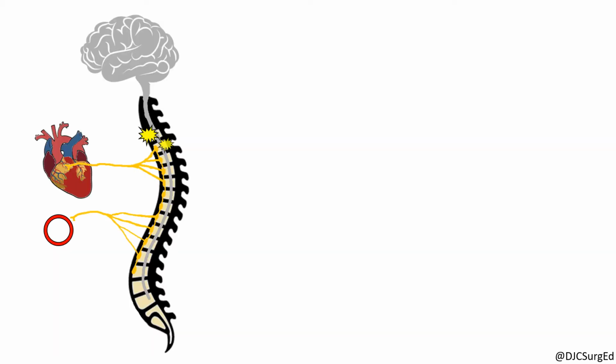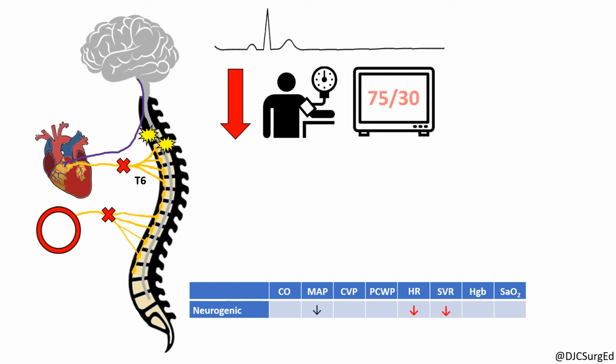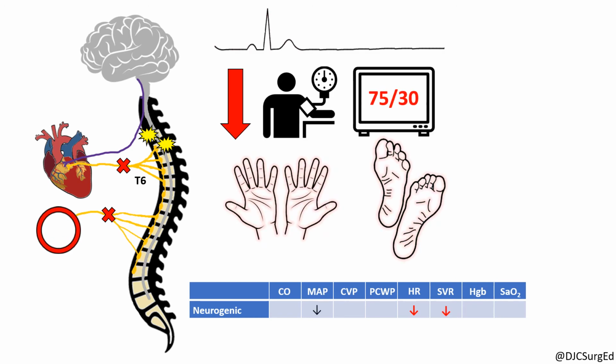Upper thoracic and cervical spine injuries can result in neurogenic shock due to the loss of sympathetic tone. A loss of sympathetic outflow at or above the level of T6 leads to unopposed vagotonia with associated bradycardia, vasodilatation, and hypotension.